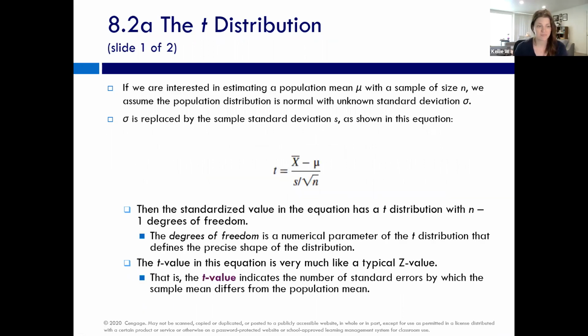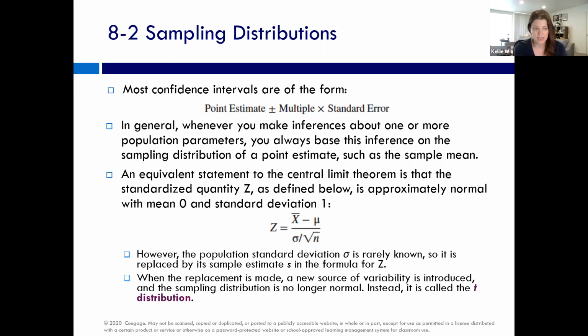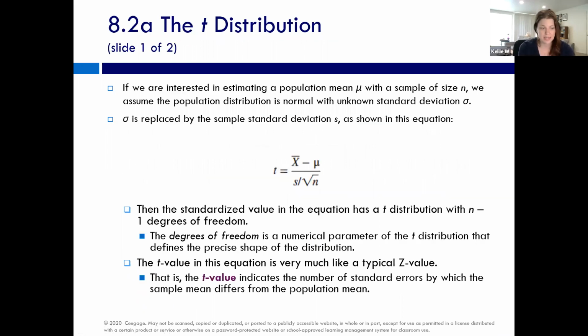And the key takeaway about the T distribution is that it's the same concept. It's just that that sigma is replaced with S, and we have one new term that we have to introduce. So when we look at the T distribution, we now have to describe how many degrees of freedom our equation has. And the degrees of freedom tells us the precise shape of the T distribution. So it's based on N, and it's always N minus one.